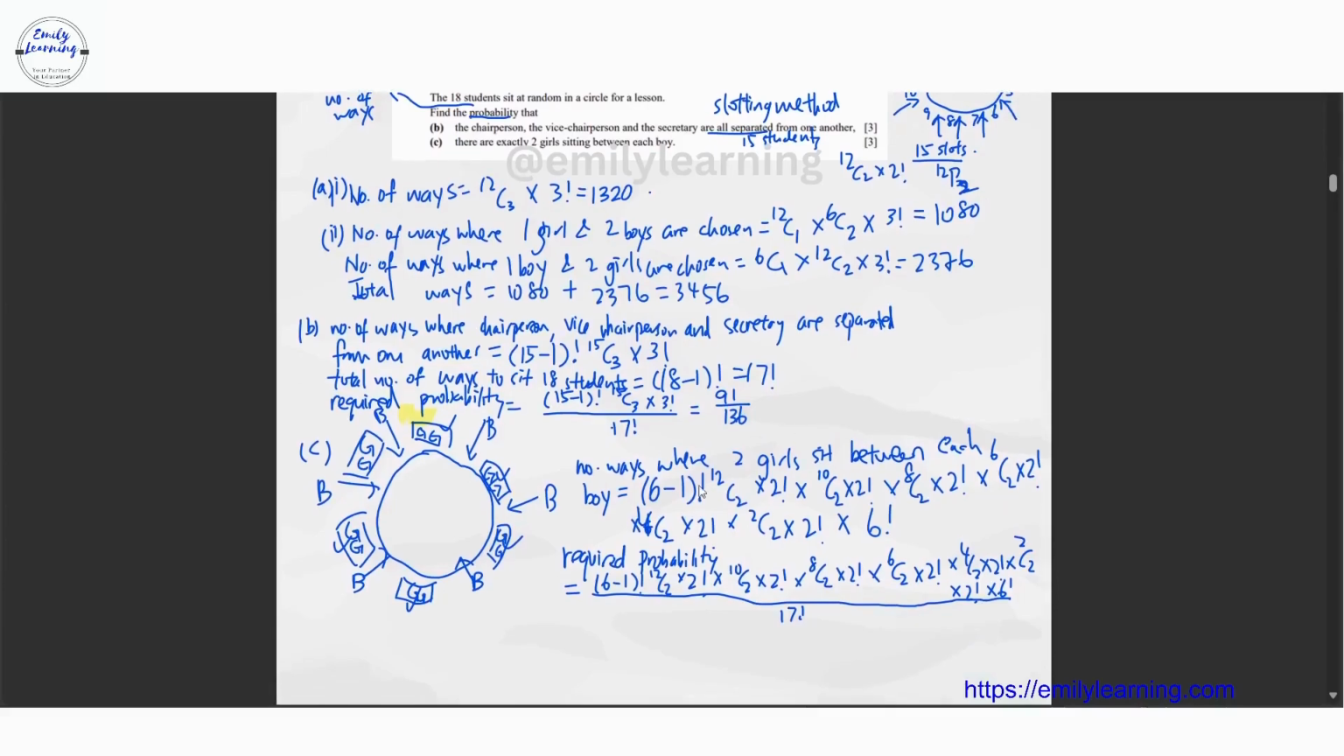Okay, put this into the calculator. You type everything together inside your calculator. You get 1 over 6188.